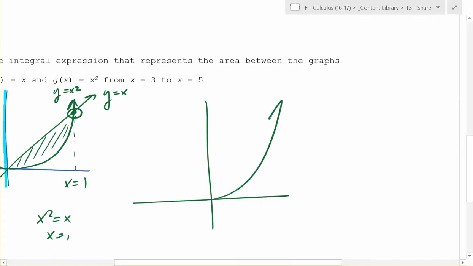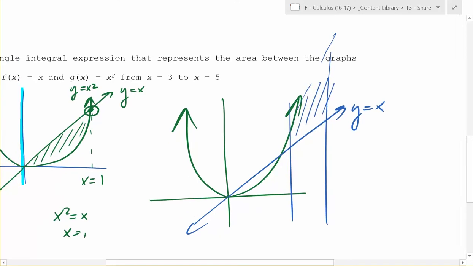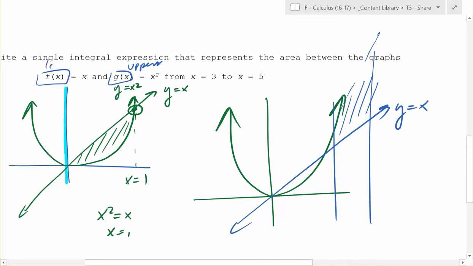So y equals x squared goes like this, right? And I'm not doing this very to scale at all, but here's y equals x right here. Does everybody see that right there? 3 to 5 is going to be out here, correct? So it's g of x minus f of x. So which one is it going to be? What's the upper function? g of x. That's the upper function in this case, right? And what's the lower function? Well, the other one, right?